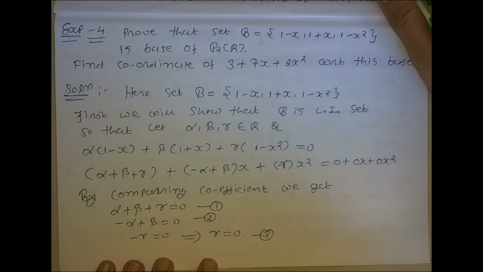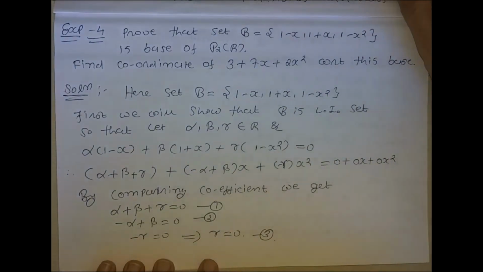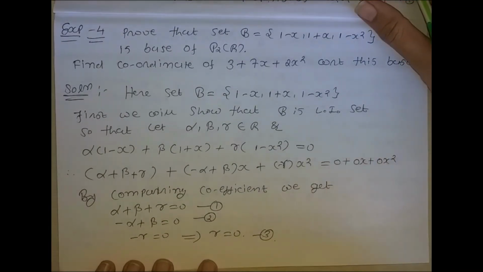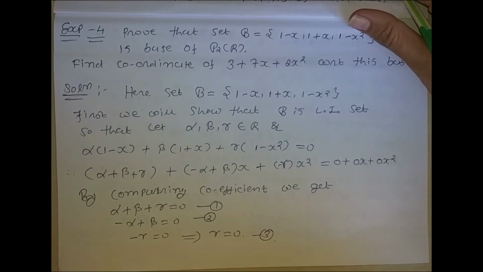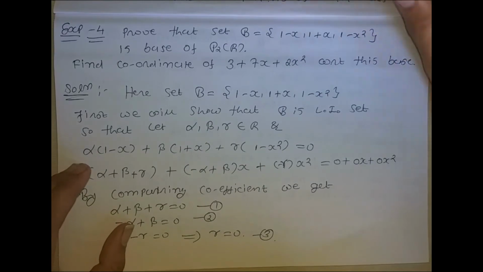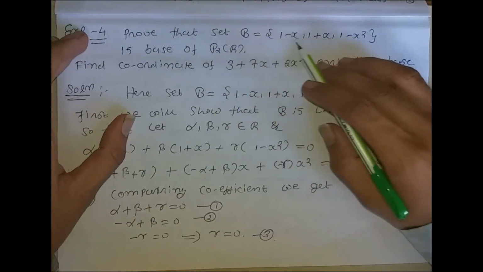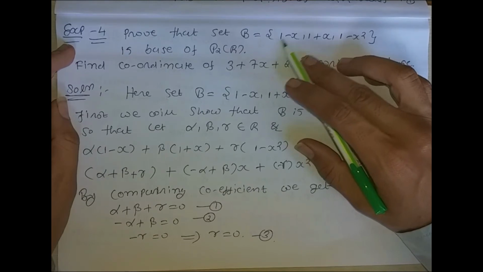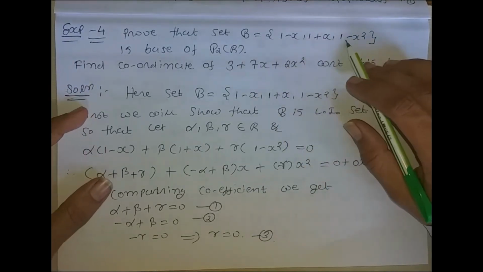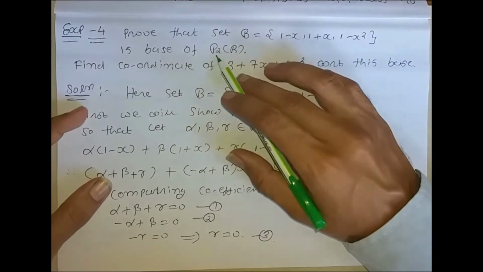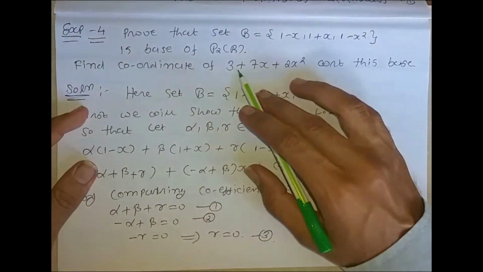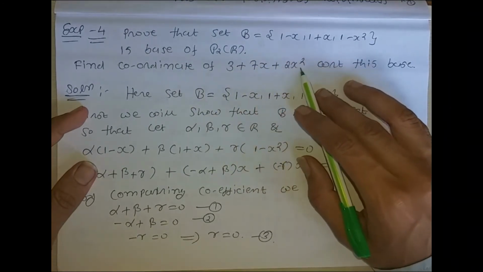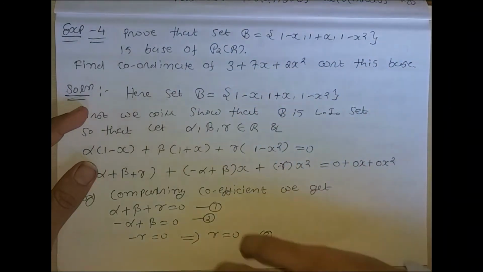Now there are two examples related to extension of basis. We will discuss examples number 2 and 3 in the next lecture, but the method is the same as we discussed in example number 1. This is example number 4, which is: prove that the set B, the set of polynomials 1 minus x, 1 plus x and 1 minus x square, is a basis of p2r. Then find the coordinates of 3 plus 7x plus 2x square with respect to this basis.